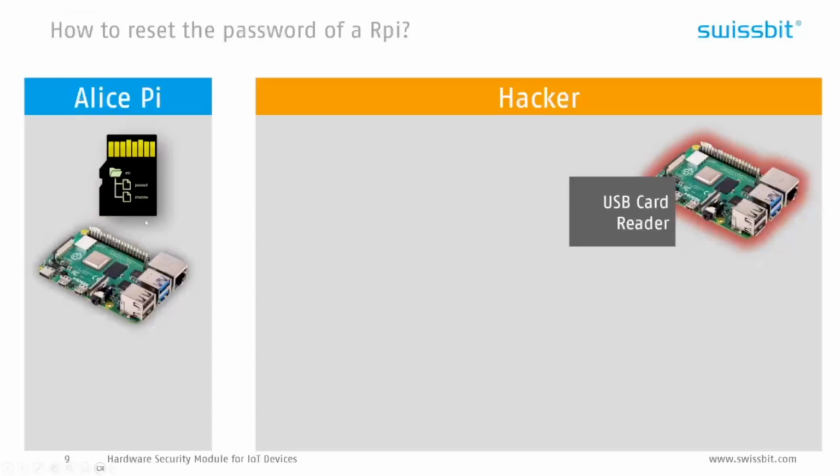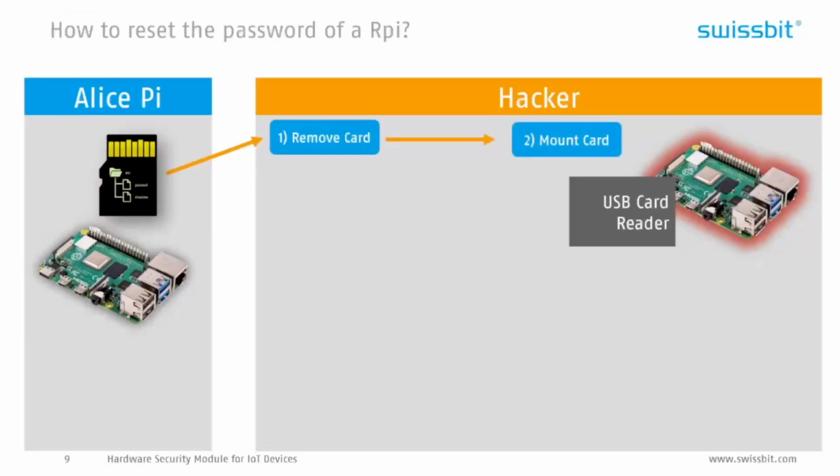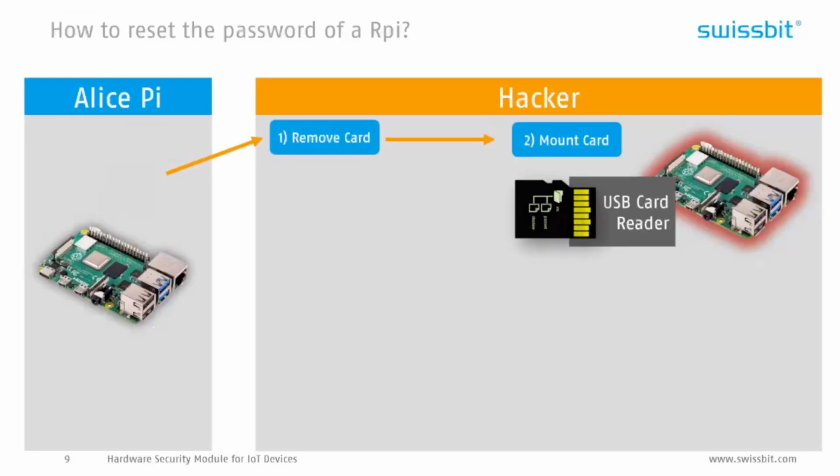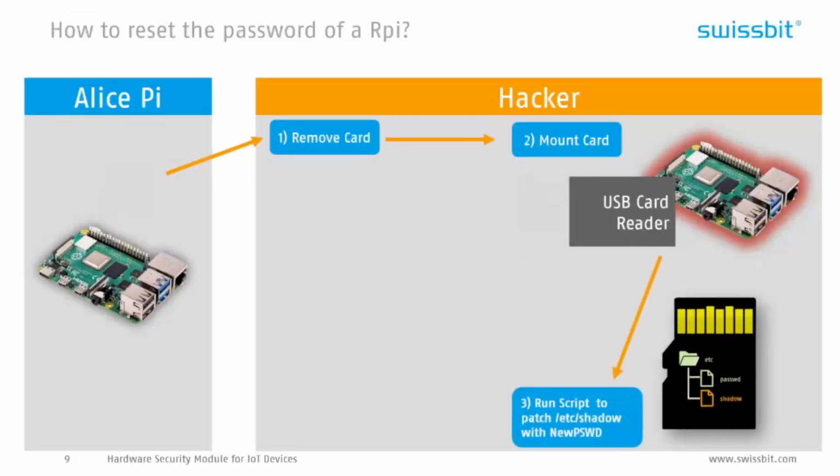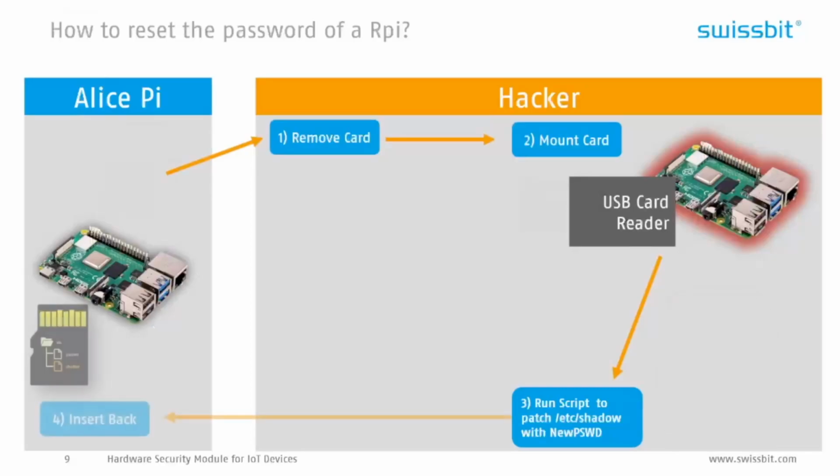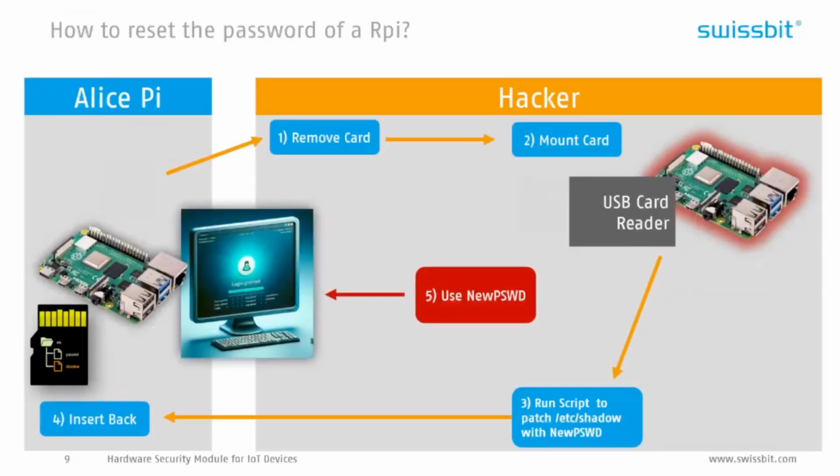On the left side, this Alice Pi is the Pi where I don't have access at the moment. So what I have to do is remove the card and mount it somewhere, maybe in a different Raspberry Pi. Then I can run a script or do it manually so that I change this shadow file. I patch in my hash, which I know from a password that I know, and put it in. And then I restart this Raspberry Pi. After that, I can use my new password, and the old password is not working anymore.